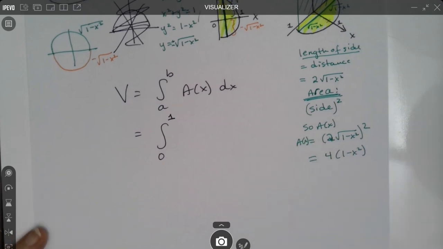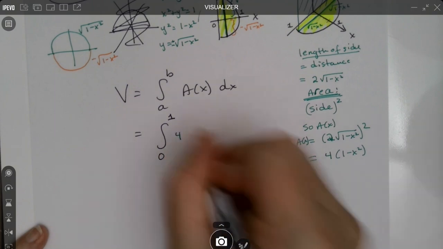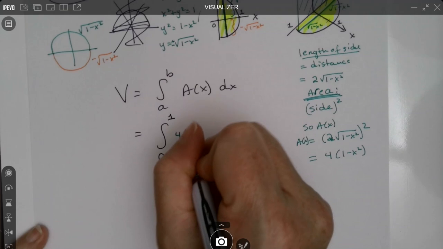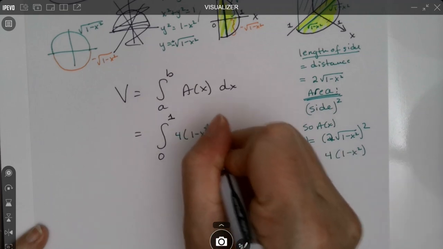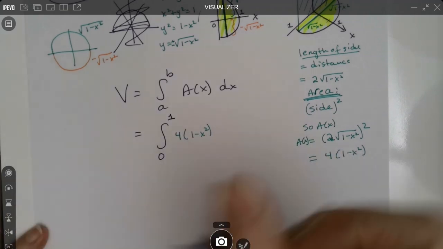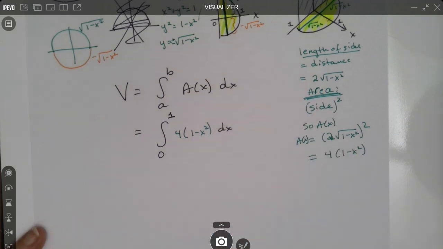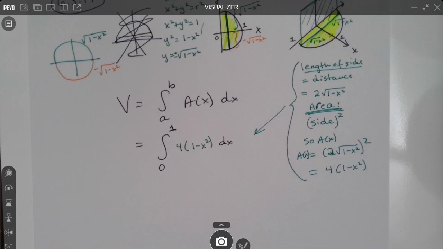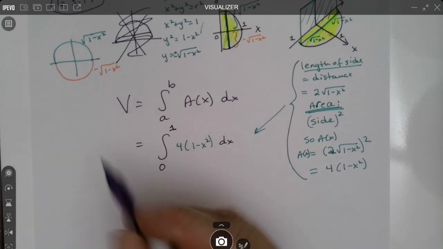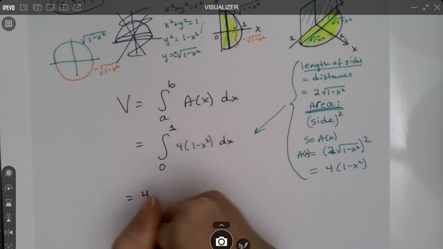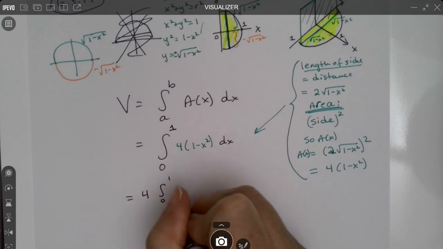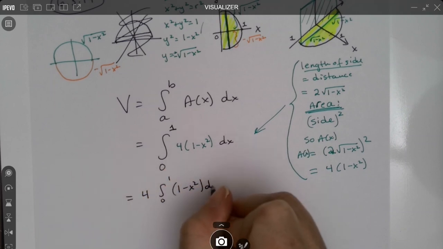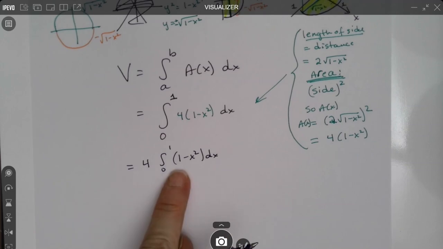So now we can go plug that in. So we can say, hey, I want to find the integral from 0 to 1 of 4 times 1 minus x squared dx. So all of this was kind of on the side to help us figure that out. Cool. And at this point, it's actually a pretty easy integral. So we would bring the 4 out. And then we're going to integrate both of these with the power rule.